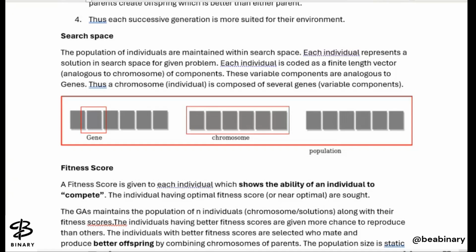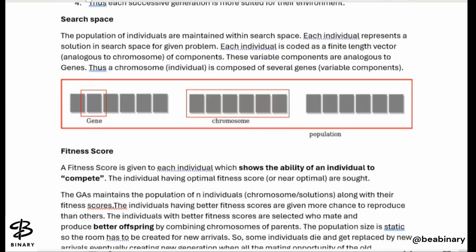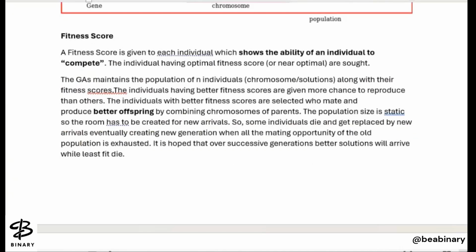Then the fitness score will be decided. A fitness score is given to each individual, which shows the ability of an individual to compete. The individuals having the optimal fitness score, or near optimal, are sought, and the genetic algorithm maintains a population of n individuals with their solutions along with their fitness scores. The individuals having better fitness scores are given more chance to reproduce than others, and they are selected to mate and produce better offspring by combining the chromosomes of the parents.